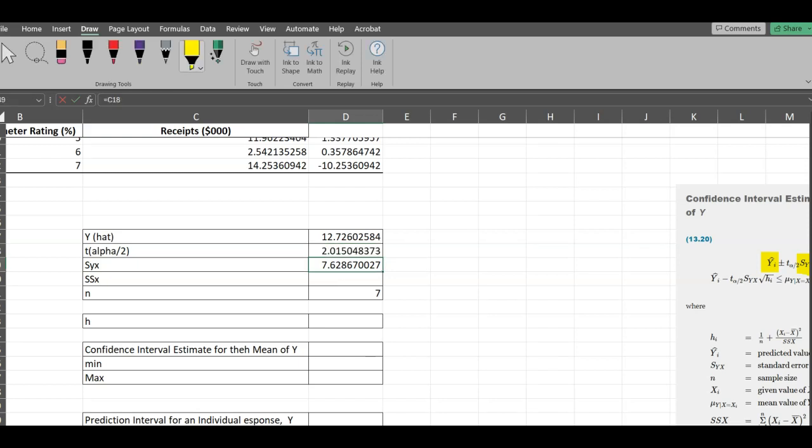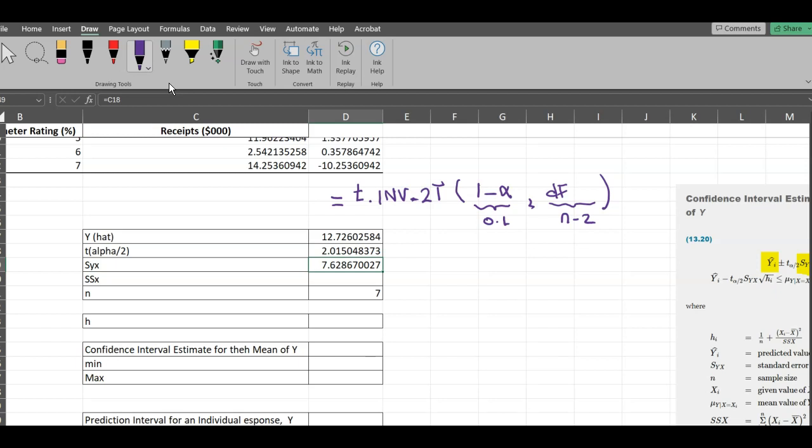So let me repeat it again. For the T.INV.2T, you're going to put the probability here. So this is going to be 1 minus alpha. So this is going to be 0.1, comma, and then you're going to put degree of freedom. Well, we don't put equal there. That's degree of freedom is n minus 2. All right. So that's the formulation. Of course, you have to start with the equal sign, right?